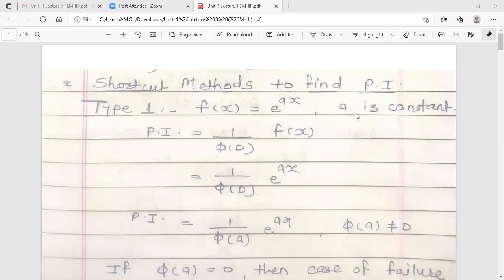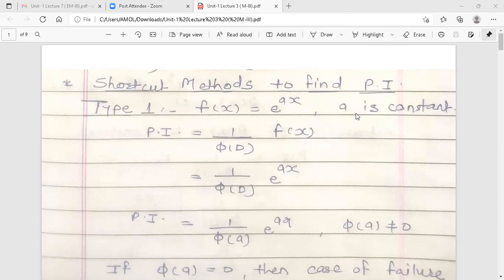Hello dear students, this is your Engineering Mathematics 3 lecture. Today's topic is shortcut methods to find PI. This is the second method to find the PI, means to find the particular integral. And this topic is from first unit, linear differential equation with constant coefficients.